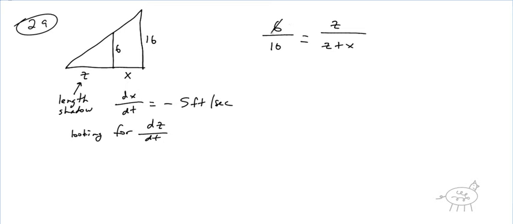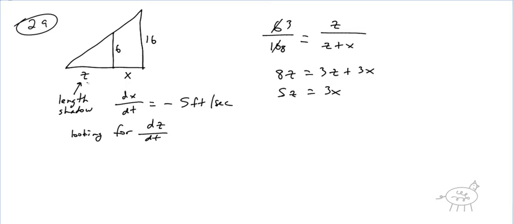If I cross multiply, well, I can simplify this first before I cross multiply. So 3 and 8. Now if I cross multiply, I get 8z is equal to 3z plus 3x. Move that 3z over, I get 5z is equal to 3x. Now I've related the z and the x together. Those are my only two variables here, because I'm given dx/dt, how fast he's moving, and I'm looking for how fast the shadow is changing.